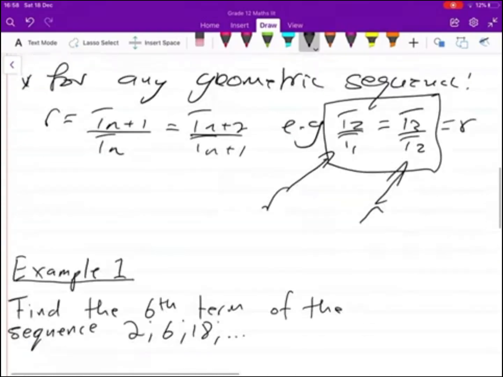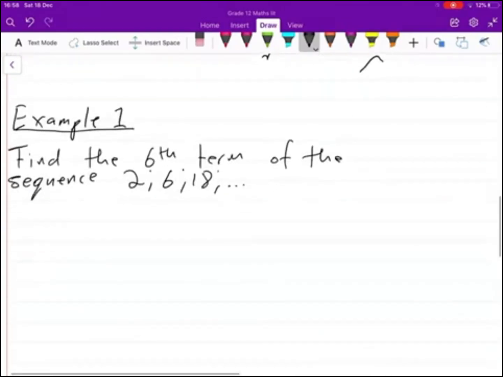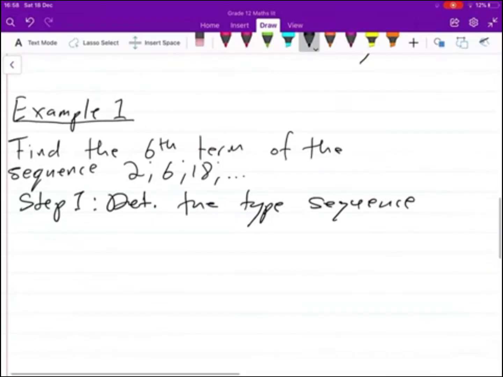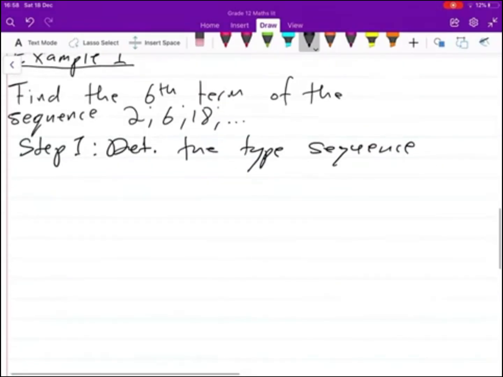Let us apply now what we have learned, and you will begin to understand how everything works. They say find the sixth term of the pattern. Well, they didn't tell me what type of sequence this is. So the first step here is to determine the type of sequence. We are not told that it is a geometric sequence, or an arithmetic or quadratic sequence. We are just told that this is a sequence. So we have 2, 6, 18.